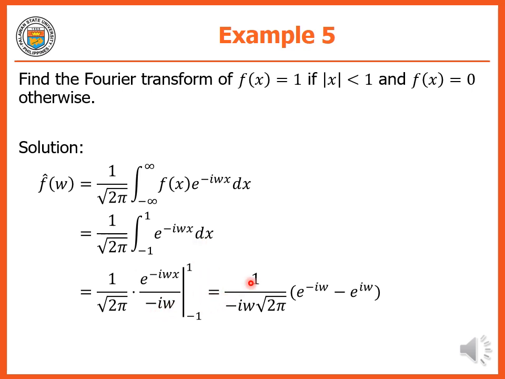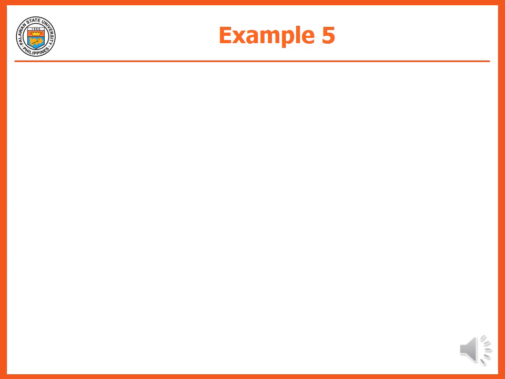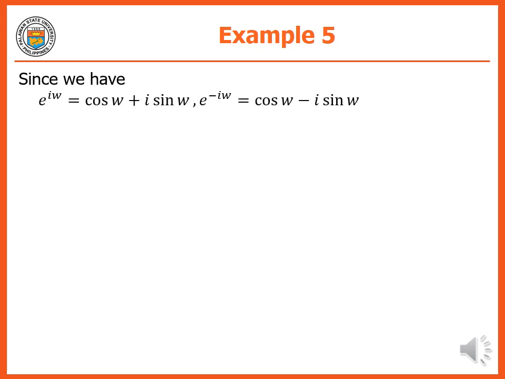And then we now have 1 over negative i w times square root of 2 pi times e raised to negative i w minus e raised to i w. And then we have e raised to i w equal to cosine w plus i sine w, and e raised to negative i w equal to cosine w minus i sine w.